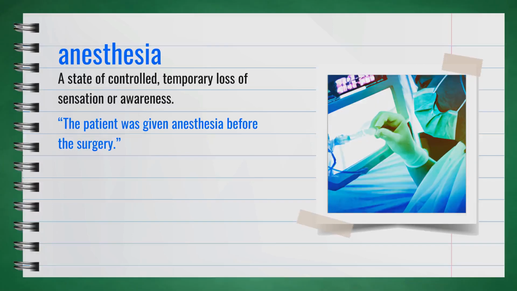The word anesthesia is a noun. It refers to a state of controlled temporary loss of sensation or awareness, pronounced anesthesia. A synonym can be numbing. For example, in the sentence, "The patient was given anesthesia before the surgery." It means the patient was administered a substance to lose sensation before undergoing surgery. To summarize, anesthesia is used medically to temporarily remove sensation or awareness during procedures.